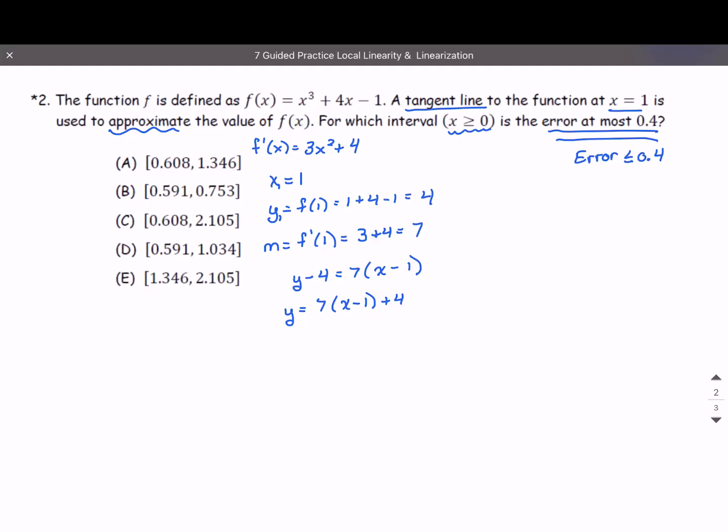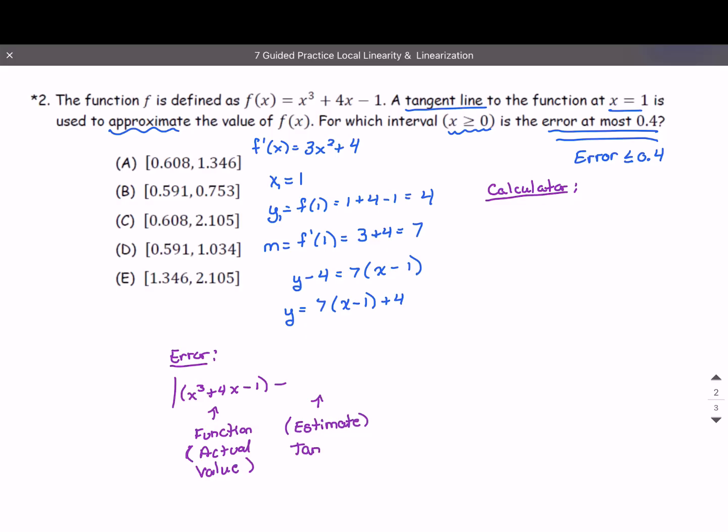So we're going to go to the calculator because remember, what we need for the error is we need the function value, which is x cubed plus 4x minus 1, minus, right, this is the function, the actual value, minus the estimate value, that's the tangent line. So that would be our 7 times the quantity x minus 1 plus 4, and we need this in absolute value. We wanted that error to be at most 0.4, so this is going to be less than or equal to 0.4. So in our calculator, we're going to put a few things.